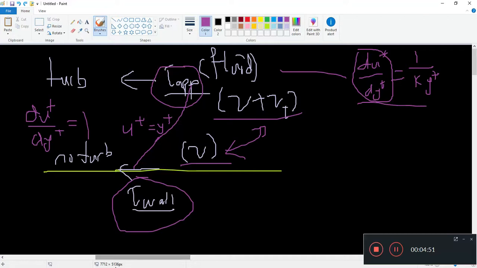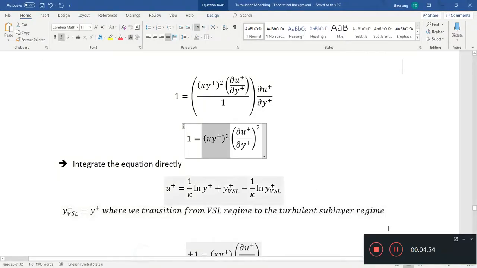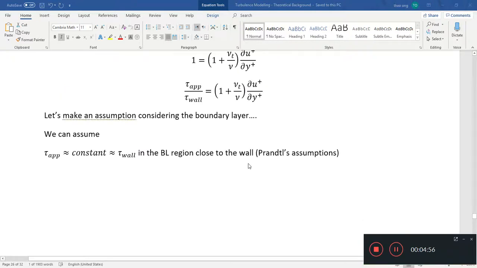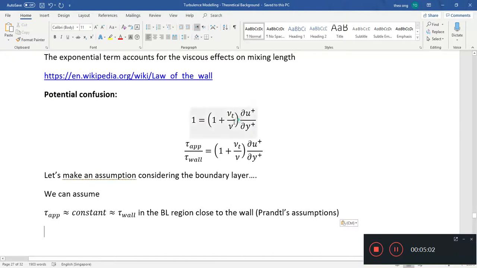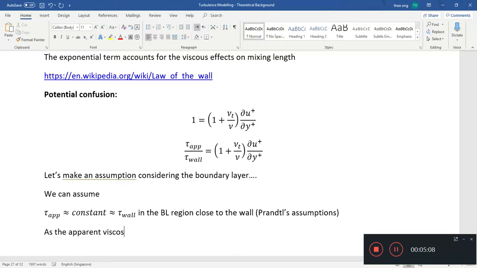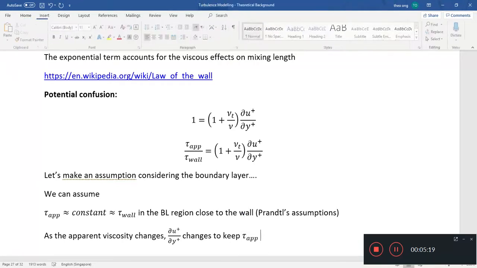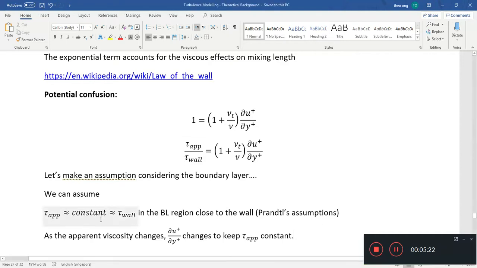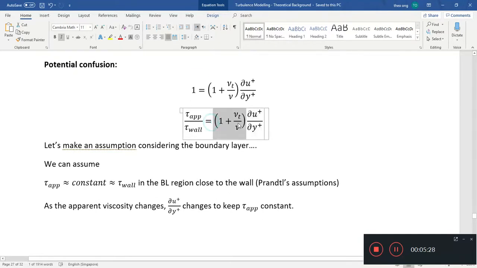Hopefully that clears up the confusion about the law of the wall. We say that as the apparent viscosity changes, du plus dy plus changes to keep tau apparent constant, so that we can have tau wall equal to tau apparent. The velocity gradient changes as the viscosity changes, so they compensate for each other.